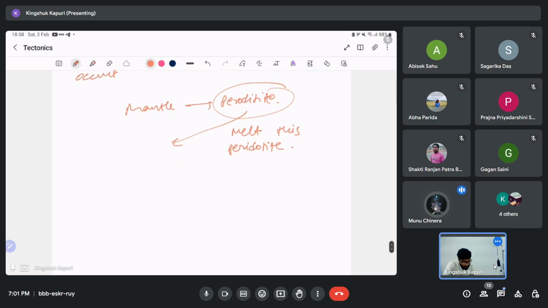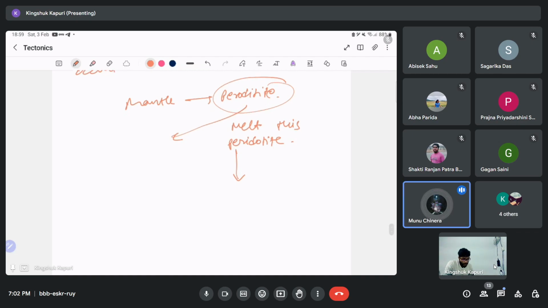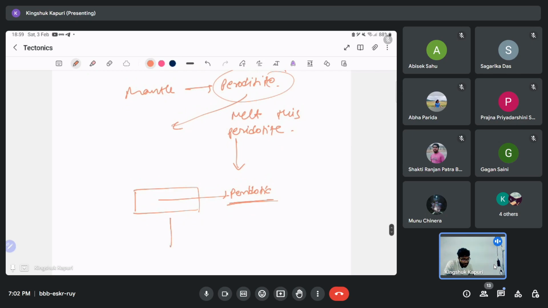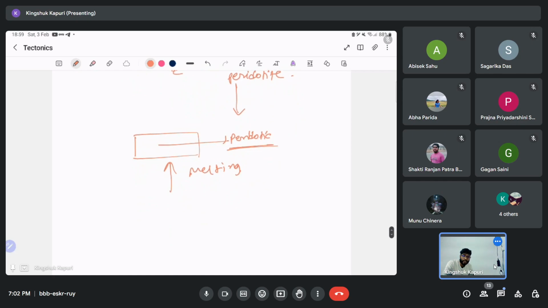Pyrolytic composition, melt... Yeah, pyrolytic is fine, that will be composed of pyroxene and olivine, but what is the rock that will form from the melting of peridotite? If you have a peridotitic rock and you are melting this peridotite, then what are the processes that will operate during this melting?